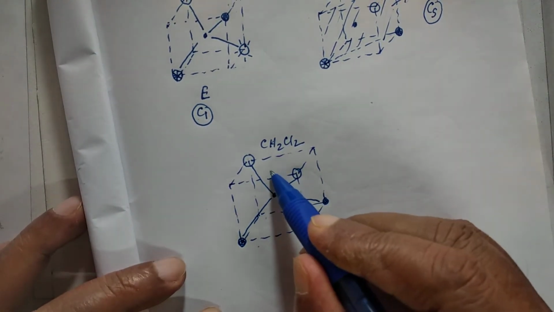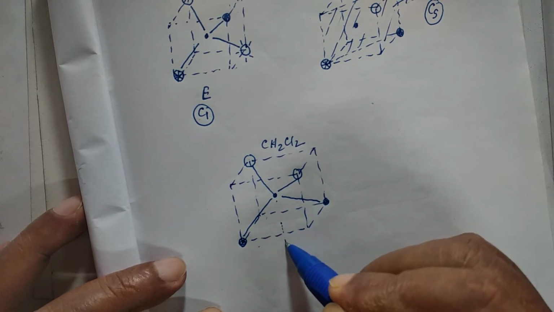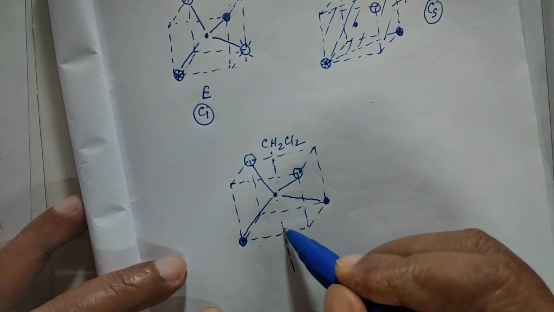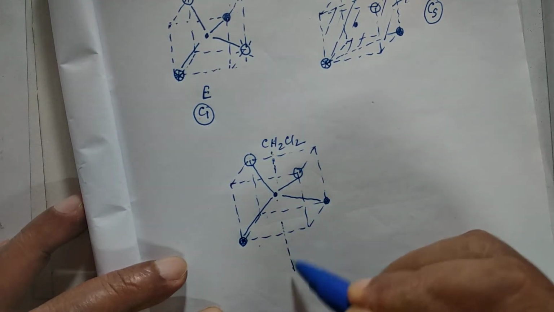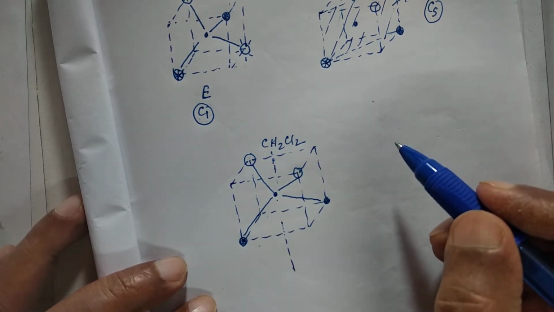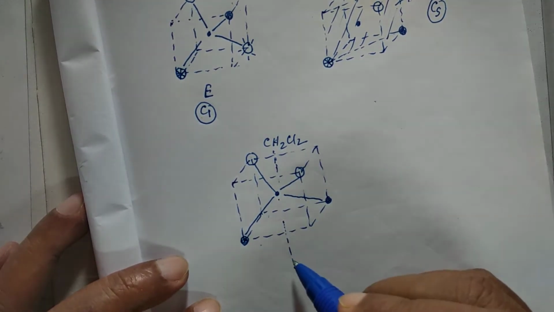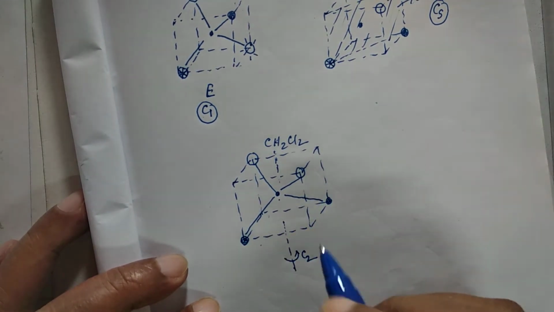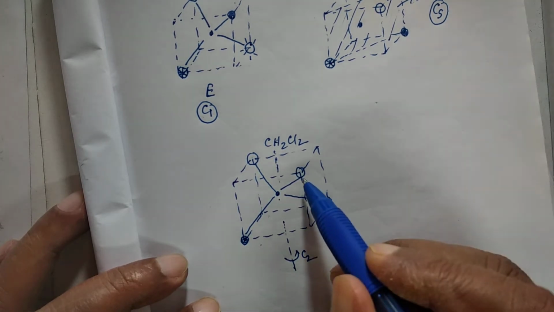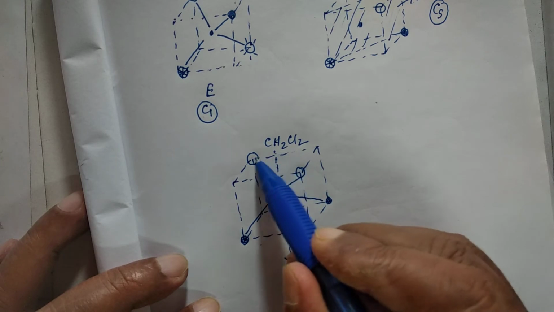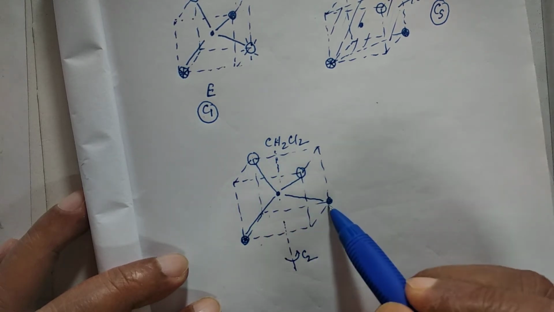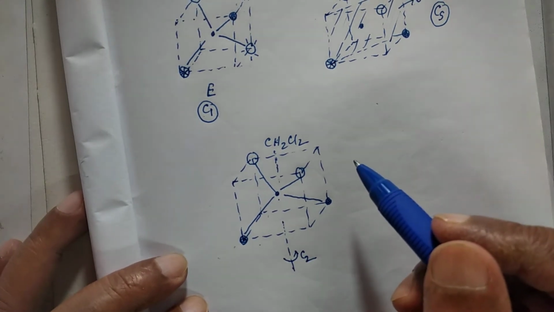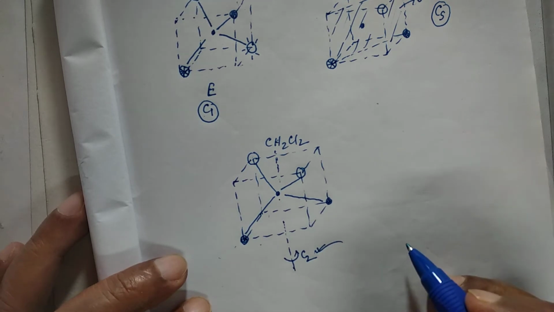Here we find that a line like this, passing through the centers of the opposite faces and through the center of the cube, acts as a two-fold axis of rotation. If you rotate the cube about this line through an angle of 180, this hydrogen will go there and this hydrogen will come here. Similarly, these 2 chlorine atoms will exchange places, producing an equivalent configuration. Therefore, this C2 axis exists.